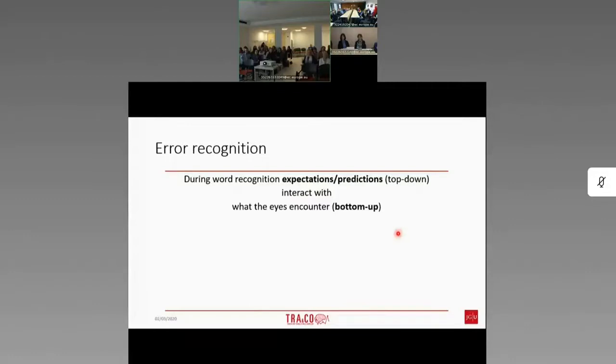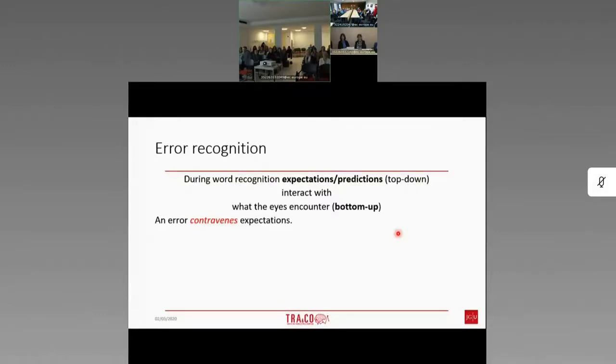So, why am I telling you all this? Because during word recognition, expectations or predictions interact with what the eyes encounter. That is what we assume. So, you have a model of that text that you are translating, that you're post-editing in your mind, and that model, that expectation, interacts with how you react to it.